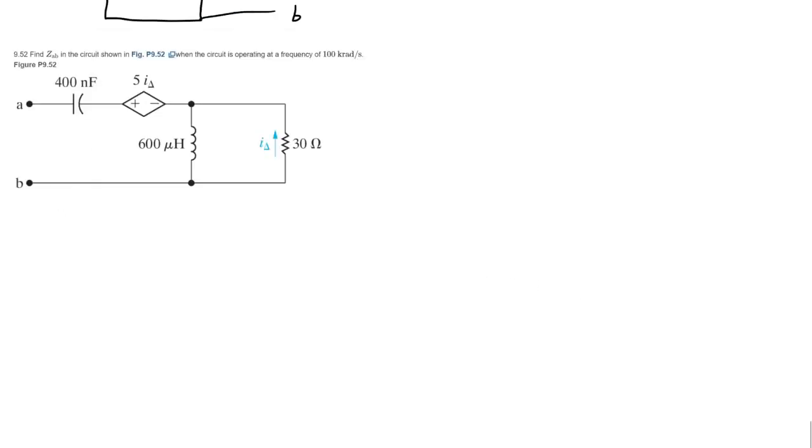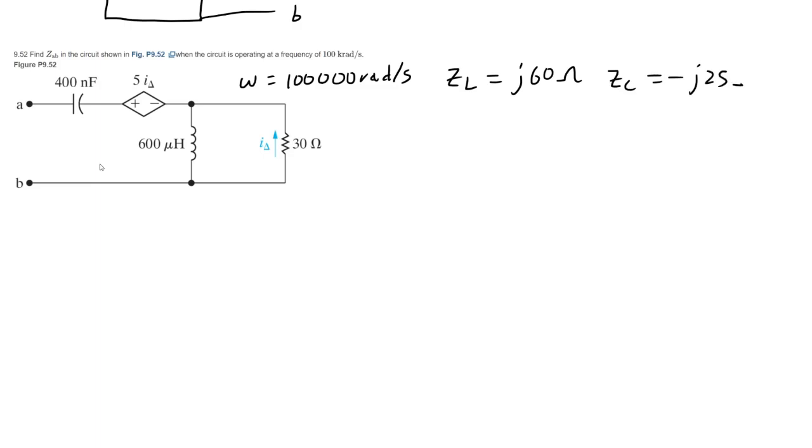So now we've got to find the impedance, the equivalent impedance across the terminals A and B when the circuit is operating at an angular frequency of 100,000 radians per second. So to do that, first we need to calculate what the impedances of the inductor and capacitor are at this frequency. So ZL is going to be j60 ohm, and ZC is going to be minus j25 ohm, using your standard formulas.